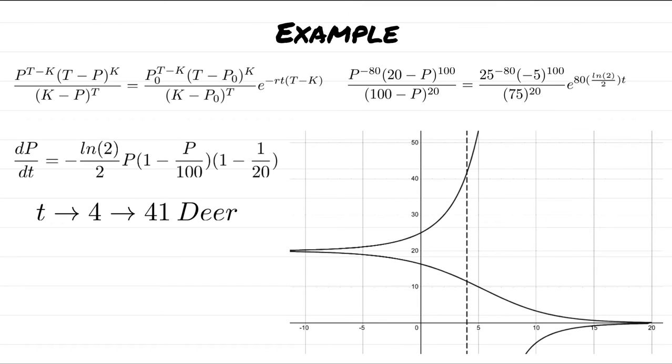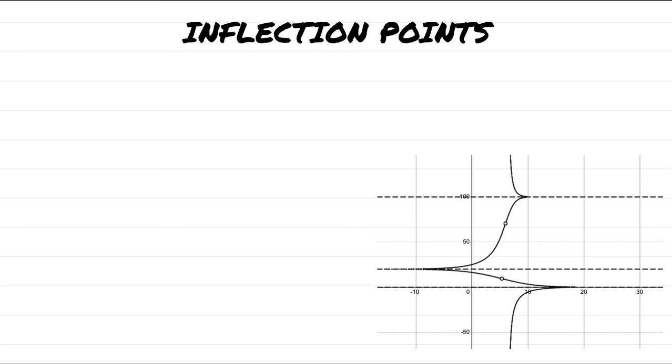Then what we want to do after this is take a look at some inflection points. I've taken that same graph that we just looked at and plotted some lines that represent the equilibrium values, 20, 0, and 100. You can find these by just setting the derivative equal to 0.